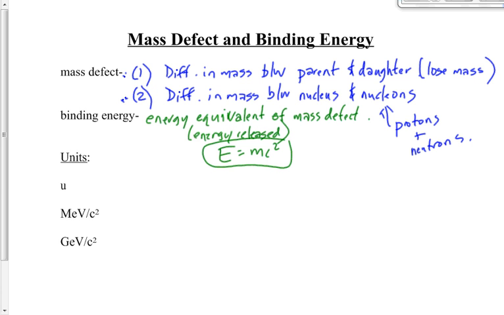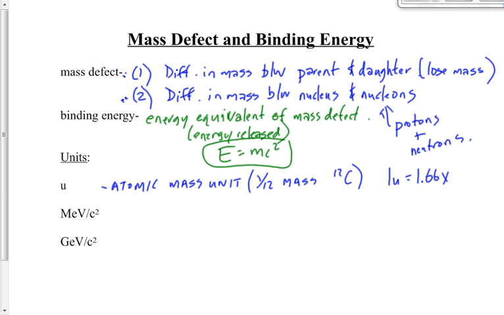A U is just another symbol for an atomic mass unit. And the atomic mass unit, whether you call it a U or an AMU, is defined as 1/12 the mass of carbon-12. So if you take the mass of carbon-12, the whole thing, and divide that mass by 12, you're going to get 1 atomic mass unit. And the value of 1 atomic mass unit, this is on your data sheet, so you don't need to remember the number, is 1.66 times 10 to the minus 27 kilograms. You multiply that number by 12, it'll give you the exact mass of a carbon-12 nucleus.